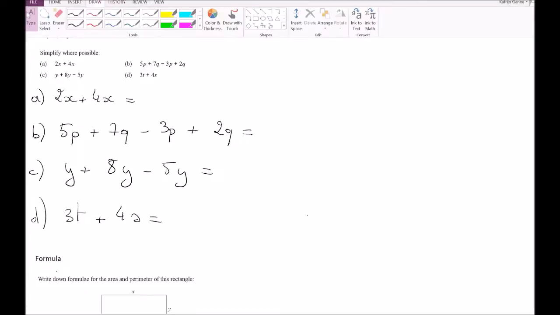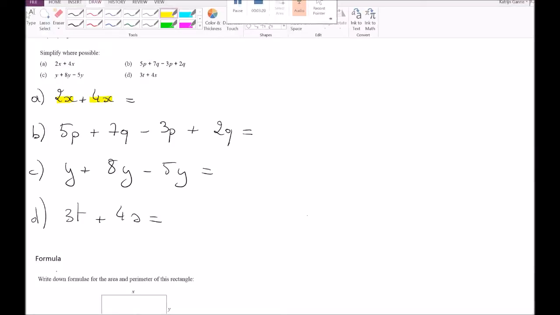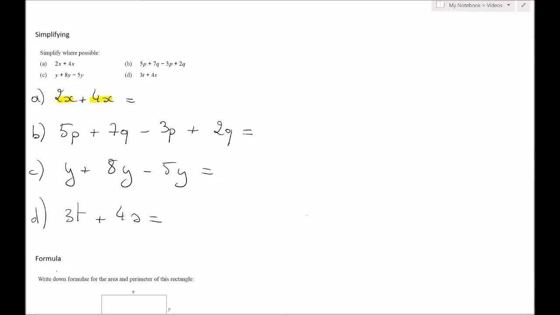For example, the first exercise here, you get 2x plus 4x. Both have an x, so you can actually just add them. 2 plus 4 is 6. And they have the same combo, it's x. So 2x plus 4x is 6x. In the second example, it's a bit harder. I have different terms. Okay, I've got 5p. All right, let's see if there's another term with the same combination. So this also has p. It says minus 3p, and there's no more than that.